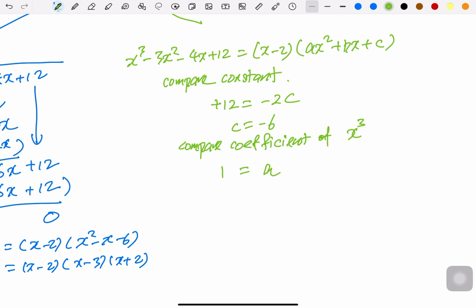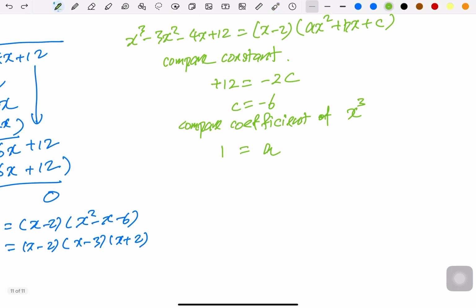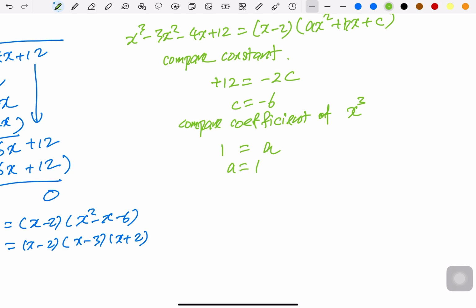The rest, you can see that x times the rest will not be x cubed, because x times x gives x squared, and x times constant is an x term. Constant times this is x squared, constant times x is x, and constant times constant is constant. So there's only one x cubed term. That's why a is equal to 1.